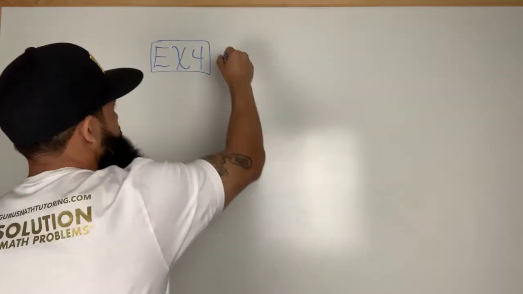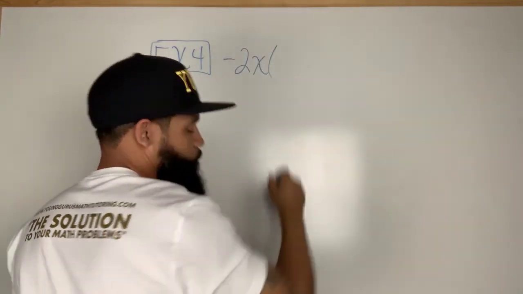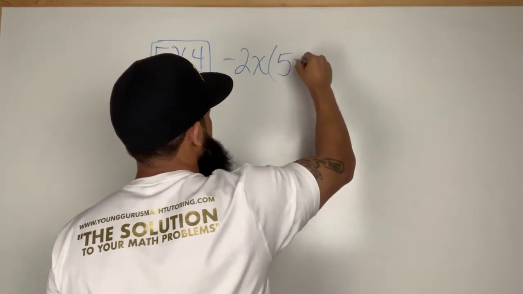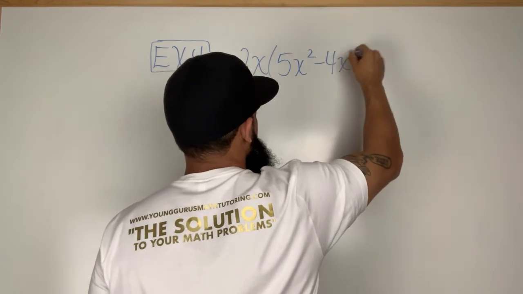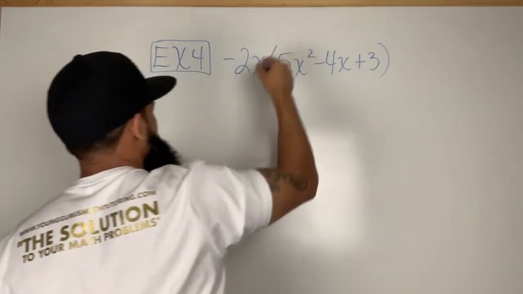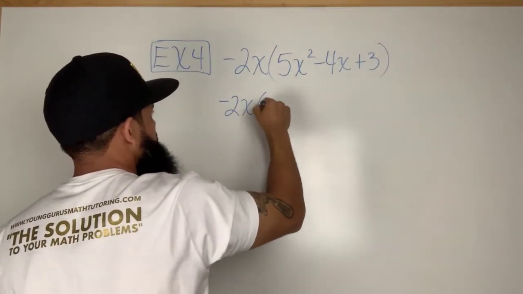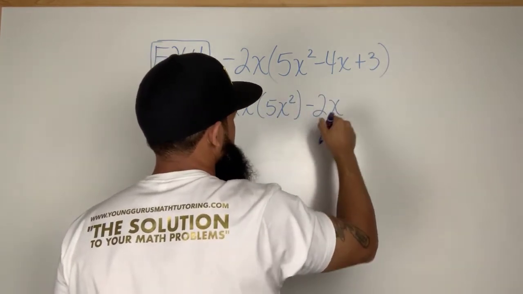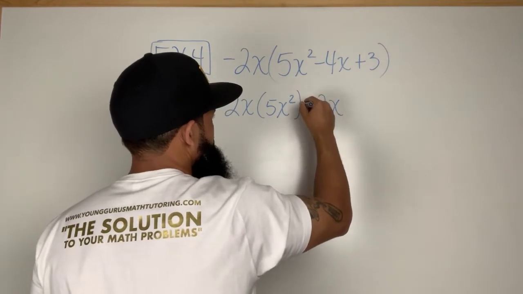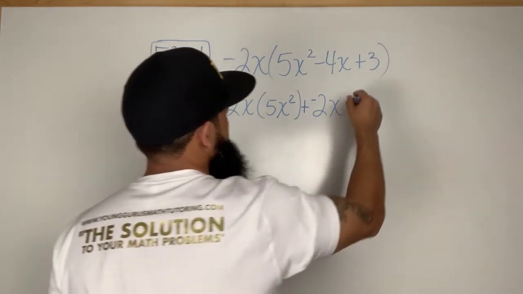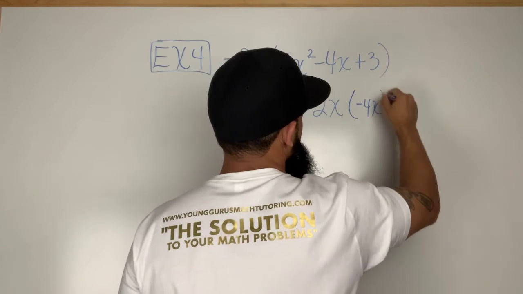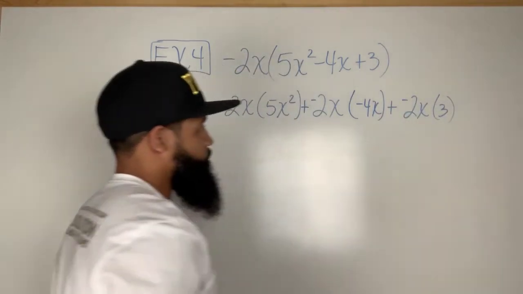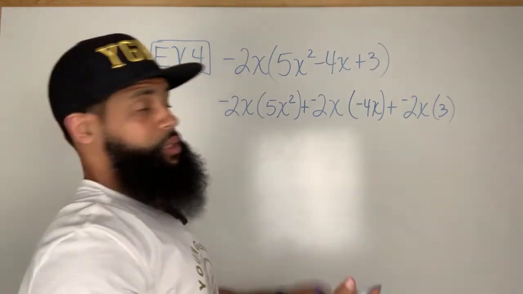All right, last example. Let's do negative 2x, and we want to multiply that by 5x squared minus 4x plus 3. All right, distribute negative 2x times 5x squared, minus 4x. Actually, let's do it separate. Let's say plus negative 2x times negative 4x, plus negative 2x times 3. All right, so this time instead of just writing minus, I put plus negative.